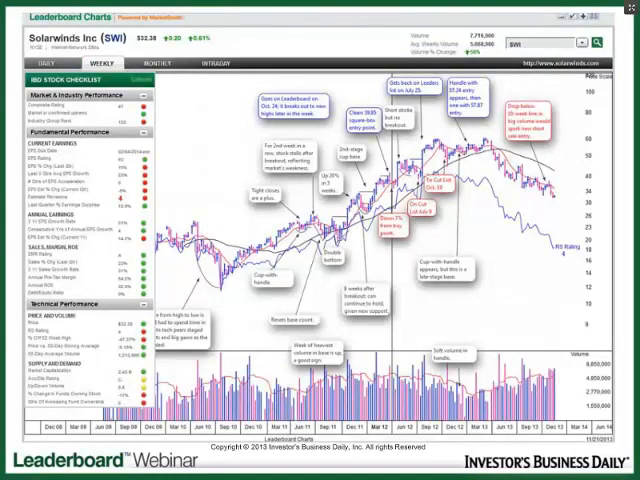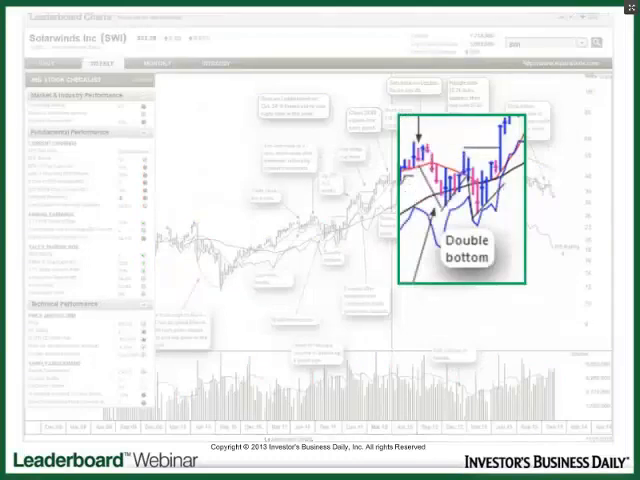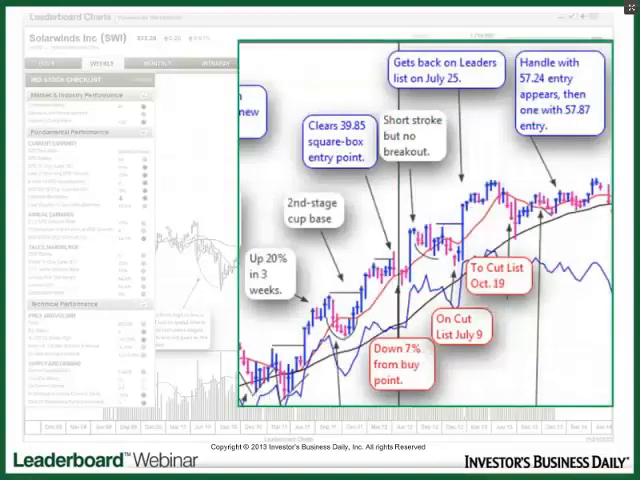So if we go to look at one of our cut list names, SolarWinds was a stock. This was actually one of the first stocks that we had on Leaderboard when the product was initially launched, and it was at this original double bottom. It came out of this double bottom in 2011, and it had a nice move. Now, there were a couple of fits and starts where it would break out, make a little bit of a move, and then base again.